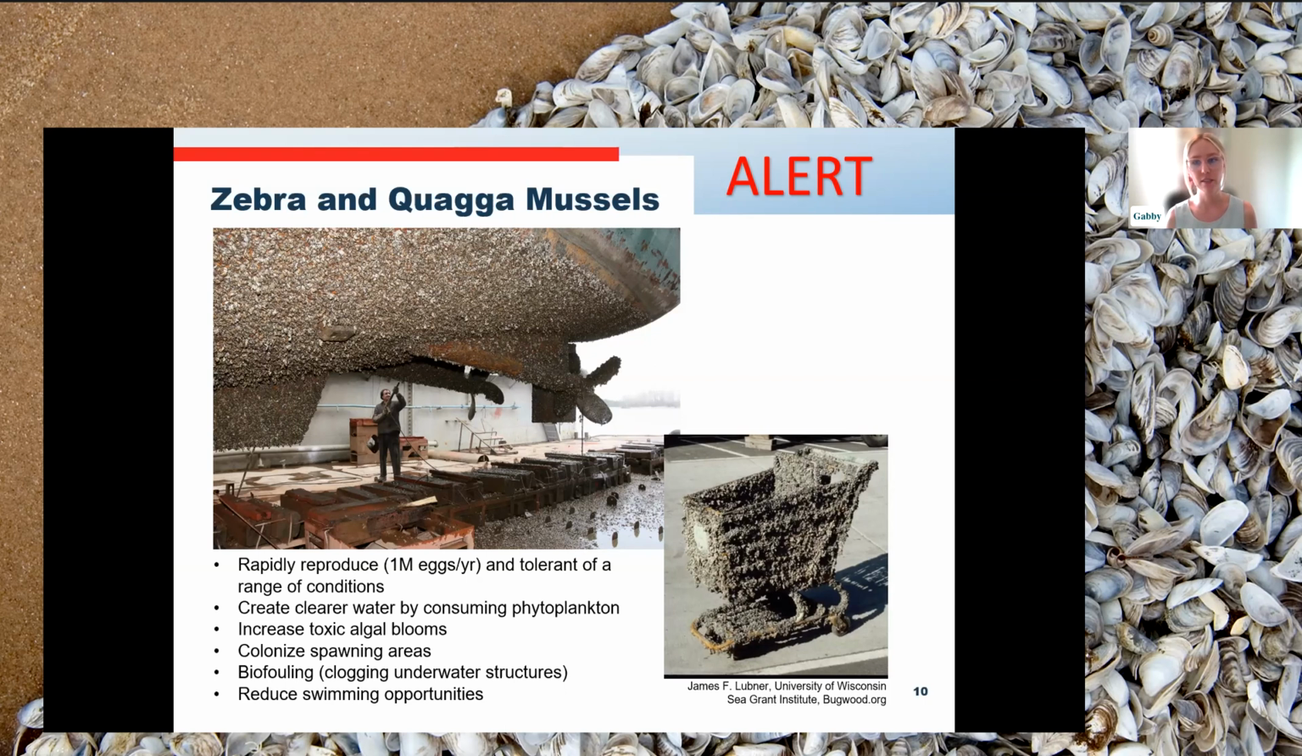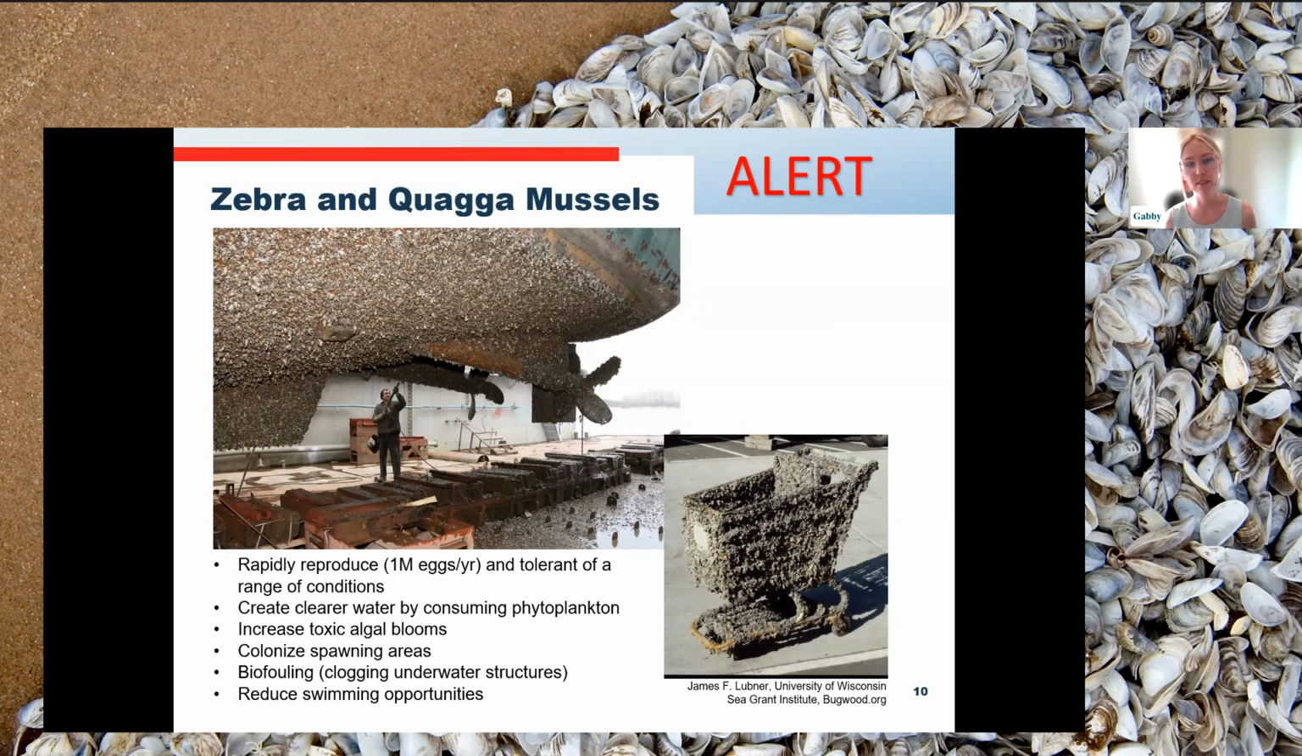And the other piece to consider with this is that they're really great at surviving in a wide range of conditions. That includes surviving out of water, in the right conditions, for about 7 to 30 days. So you can imagine you take your boat, you take your waders out, anything out of the water that has been in contact with water that has zebra mussels in it. You need to make sure that it's cleaned, drained, and dried so that you're not spreading any species.